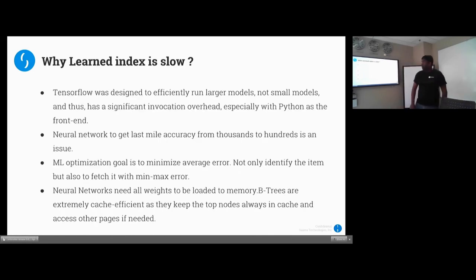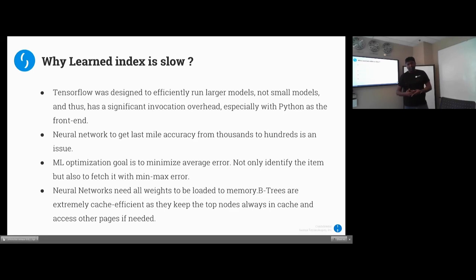Okay. So why is the learned index slow in this particular case? TensorFlow, again, has been designed awesomely, but it is designed for running in Google. So there are certain gotchas. One, certain things are kept global in nature. One reason I found is that it has a significant invocation overhead. Every time you have to load the model to do a prediction, you are dealing with that.